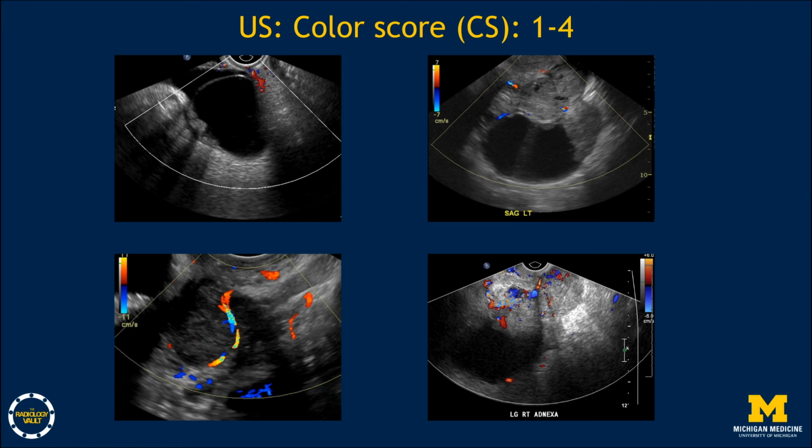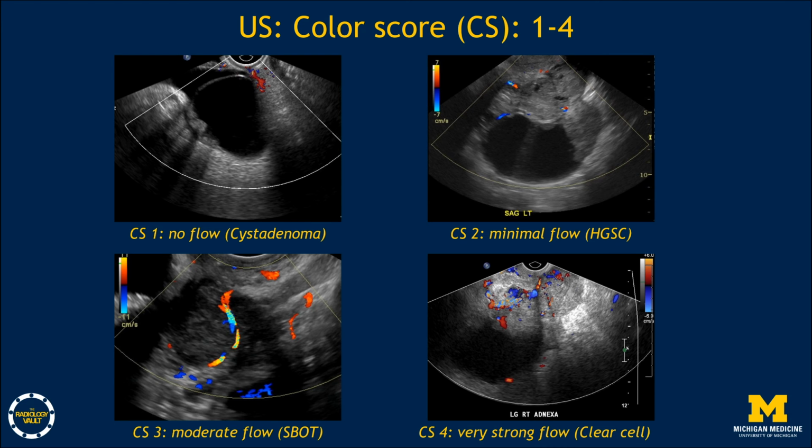Ultrasound assesses vascularity using a subjective color score. The scoring system ranges from 1 to 4. 1 means no flow, and 4 is very strong flow. So here we have 4 examples demonstrating the 4 different color scores.